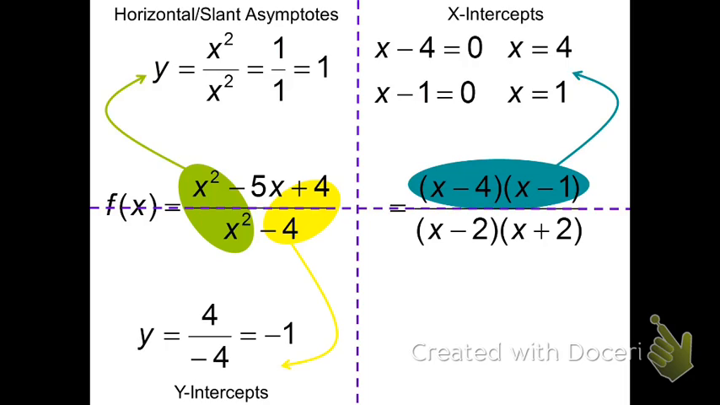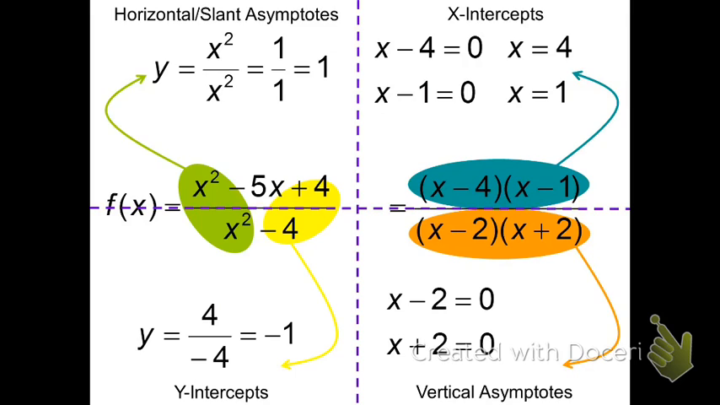The bottom 2 factors are going to tell you about your vertical asymptotes. So you're going to set these 2 factors equal to 0, and that will tell you where your vertical asymptotes are. So x minus 2 equals 0, x plus 2 equals 0. Our vertical asymptotes are going to be at 2 and negative 2.